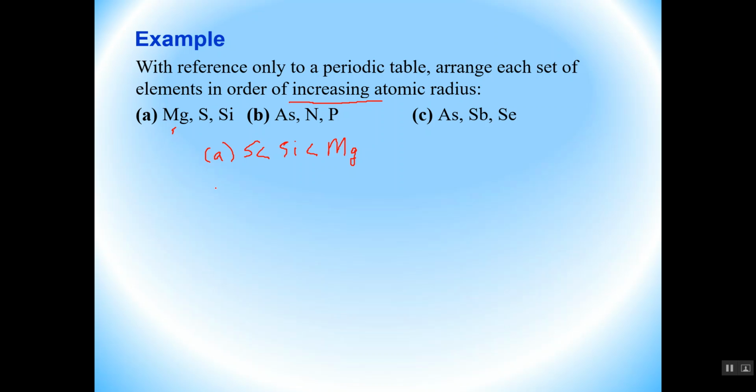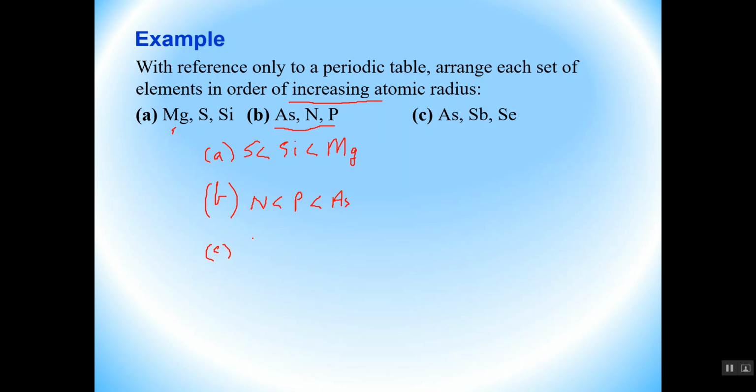In the case of B, if you look at these elements in the periodic table, you'll see that they belong to the same group. With nitrogen at the top, then phosphorus, then arsenic. All right. So basically, since we know that the atomic size increases as you go down the group, and since we're starting from the smallest to the largest, then the order would be nitrogen first, followed by phosphorus, followed by arsenic.